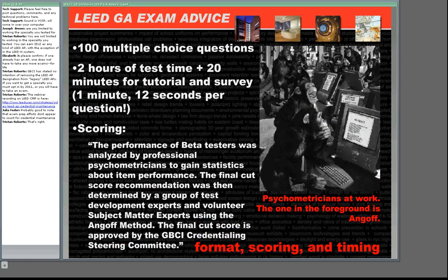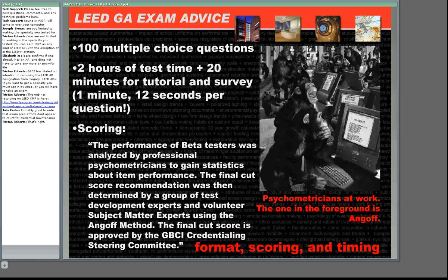You have 2 hours of test time to take it, plus 10 minutes on either side for both a tutorial on the front end, and a survey on the back end. So really you only have 1 minute, 12 seconds per question. That's a pretty fast pace. You are not penalized for answering wrong versus not answering, so you want to answer every question.